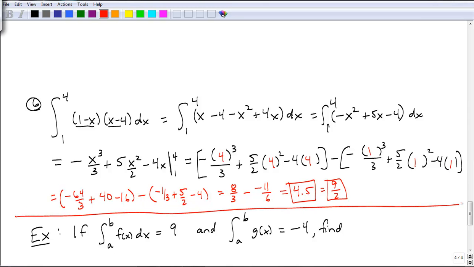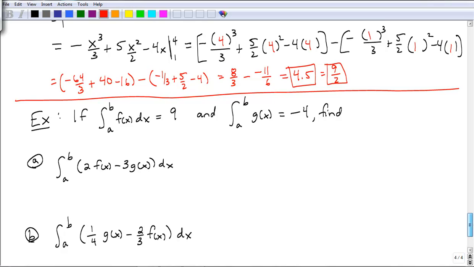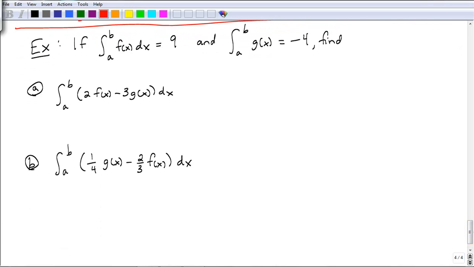So let's look at the last example in 5.2. This is an example where we can use the properties of integrals to help us. Notice the integral from a to b of f of x is 9, and from a to b of g of x is negative 4. And they want me to find the integral from a to b of 2f of x minus 3g of x. The trick that we remember here is we can break up an integral where we add and subtract things.